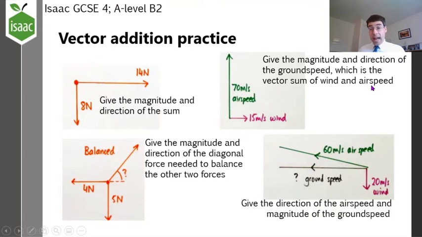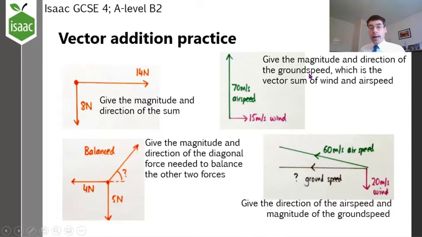Airspeed is the vector of the motion of an aircraft through the air in which it is travelling. The speedometer or airspeed indicator in the aircraft measures that, and the engine can give a certain airspeed. Ground speed, on the other hand, is the velocity of the aircraft over the ground, and that is what matters when you're trying to work out how long it's going to take you to get to your destination.